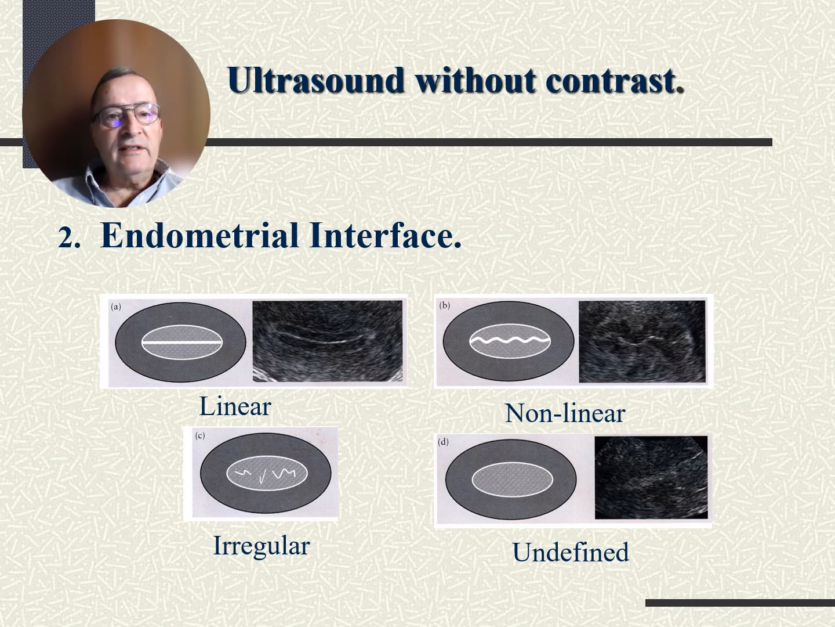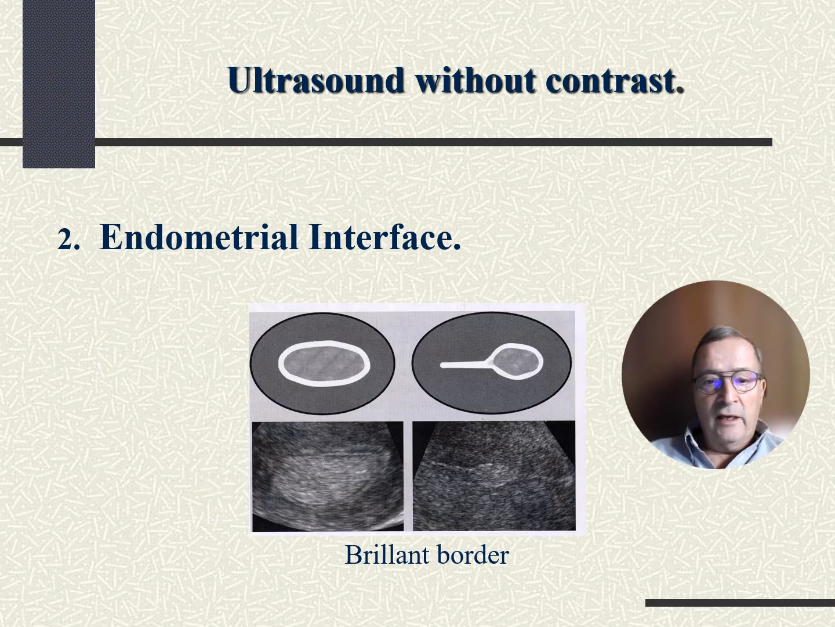The second point is to describe the endometrial interface. Usually, this interface will be linear like this and well defined during the first phase of the cycle. It could be nonlinear and displaced by polyp, for example. It could be irregular or undefined, as you can see in this last example. And sometimes the endometrial interface could be brilliant, as you can see in these 2 examples.